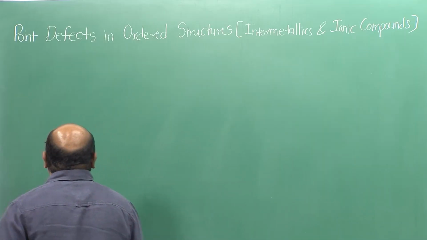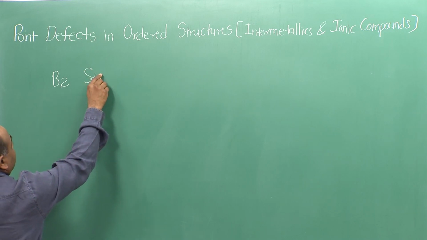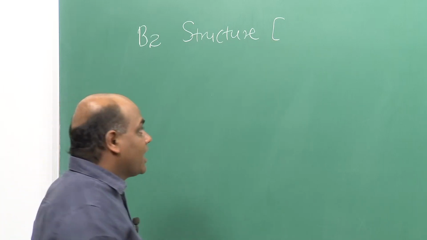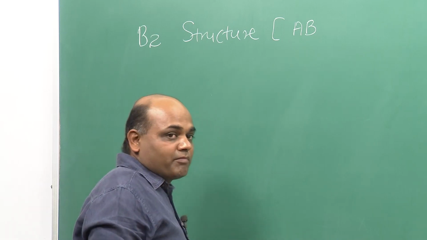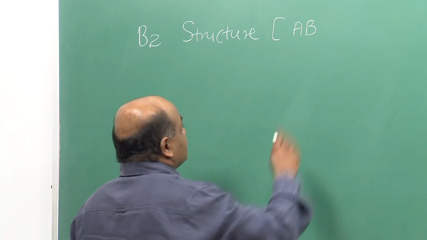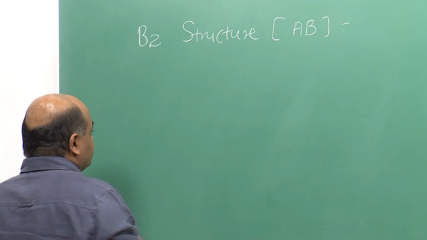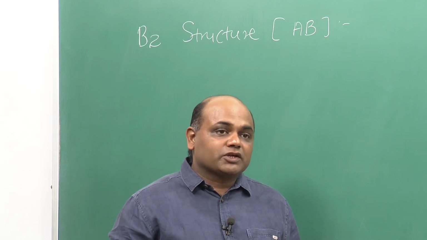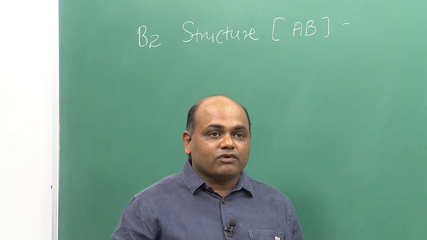The first one of it is called a B2 structure, and the intermetallics with the stoichiometry of the form AB exhibit this type of crystal structure. So, B2 structure basically can be looked at as an interpenetration of two simple cubic sublattices, one for type A atoms and the other for type B atoms.